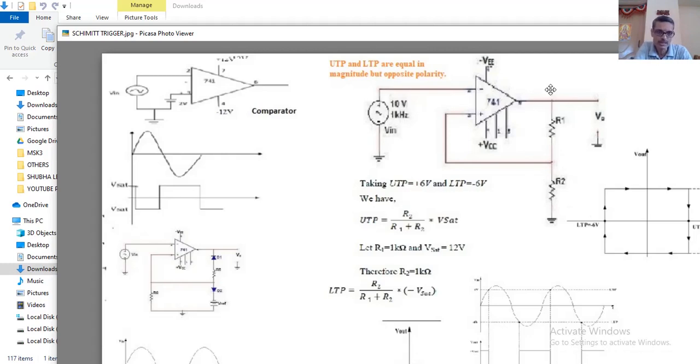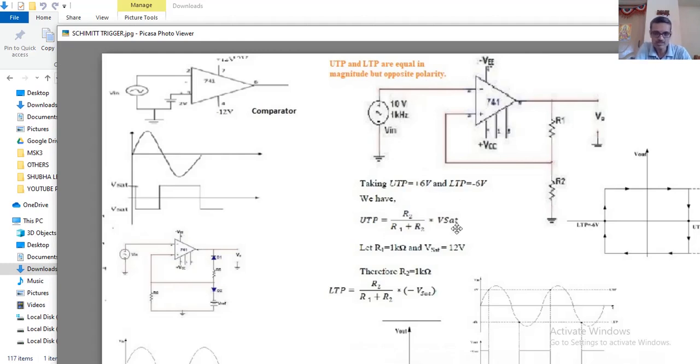So how do we get the voltage for this? The voltage will be given by the output only. The output will always be either plus Vsat or minus Vsat, remember, because it's an open loop circuit. The highest voltage we can get is plus Vsat or minus Vsat. Now, how to design the circuit. We have designed for UTP equal to plus 6 and LTP equal to minus 6. That is, the upper trigger point and lower trigger point of the Schmitt trigger are equal but opposite in polarity, plus 6 and minus 6.